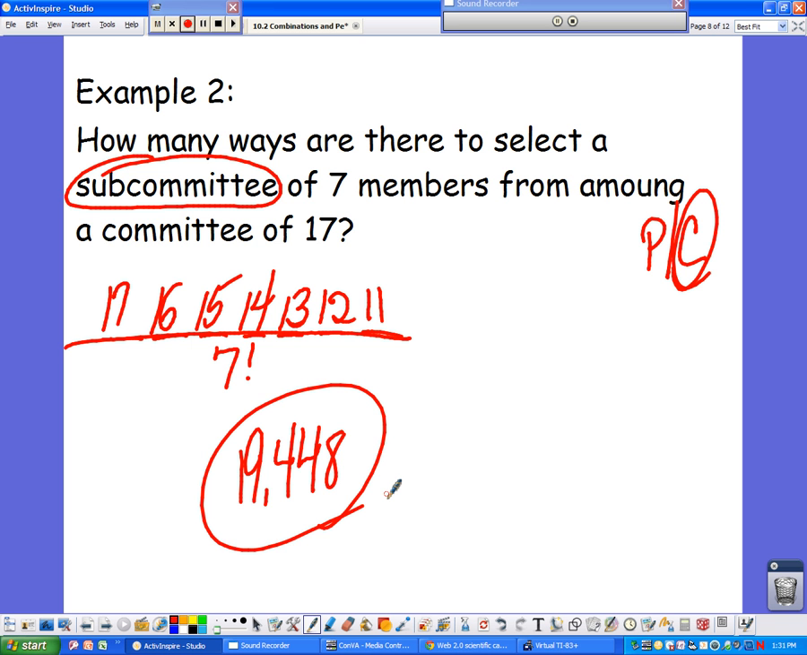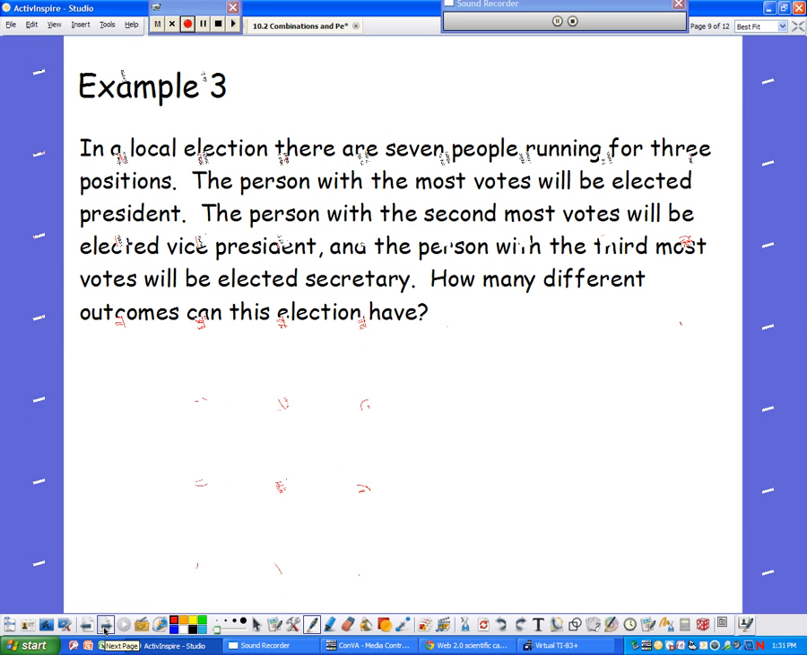All right, so take a look at example number 3. In a local election, there are 7 people running for 3 positions. The person with the most votes will be elected president. The person with the second most votes will be elected vice president. And the person with the third most votes will be elected secretary. How many different outcomes can this election have?